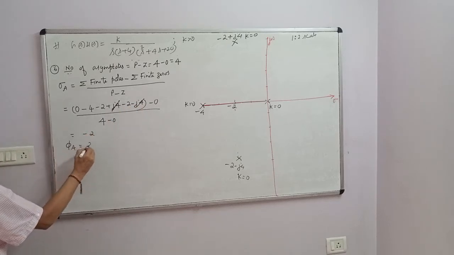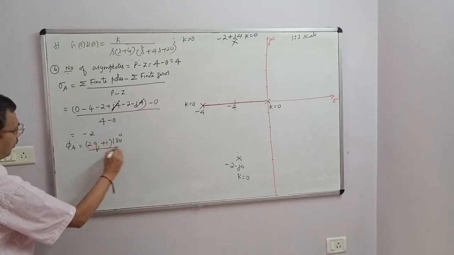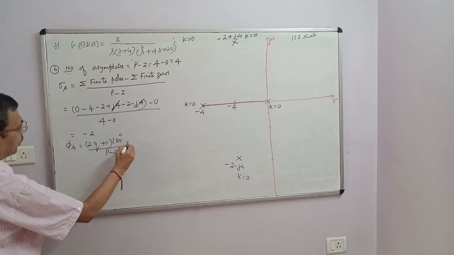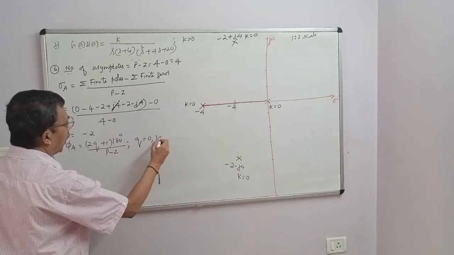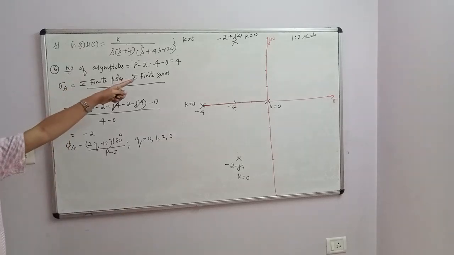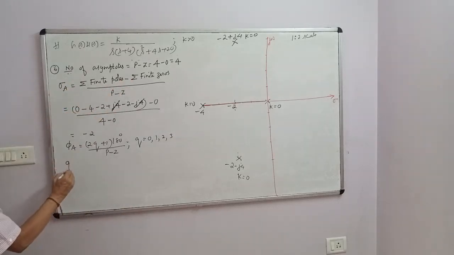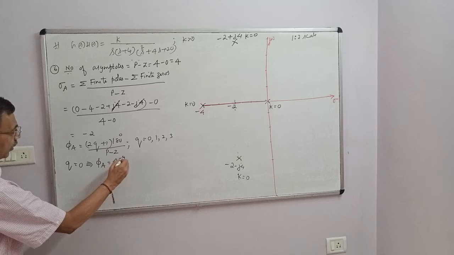Phi a is equal to (2q plus 1) into 180 degrees divided by p minus z. Q takes 4 values, 0, 1, 2 and 3, because the number of asymptotes equals 4. Q is equal to 0. If you put in this expression, you get phi a is equal to 45 degrees.